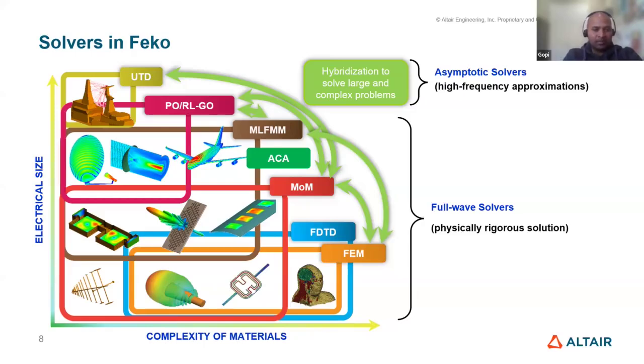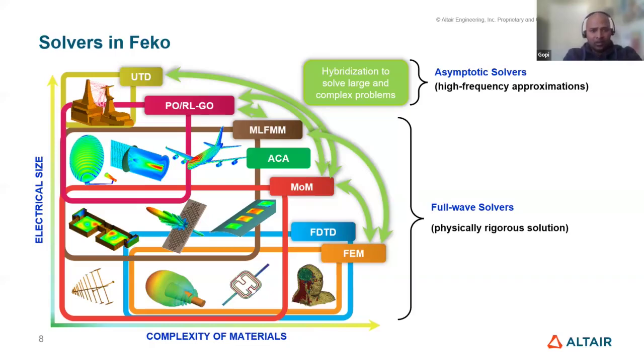Okay. Because all these solvers are integrated or available within a single tool, that is the reason it can be used for a broad range of applications. If you look at the bottom ones, from the finite element method all the way to the multi-level fast multipole method, those are all categorized as full wave solvers, meaning we solve Maxwell's equations exactly without any approximations. The only approximation being the discretization or the meshing.